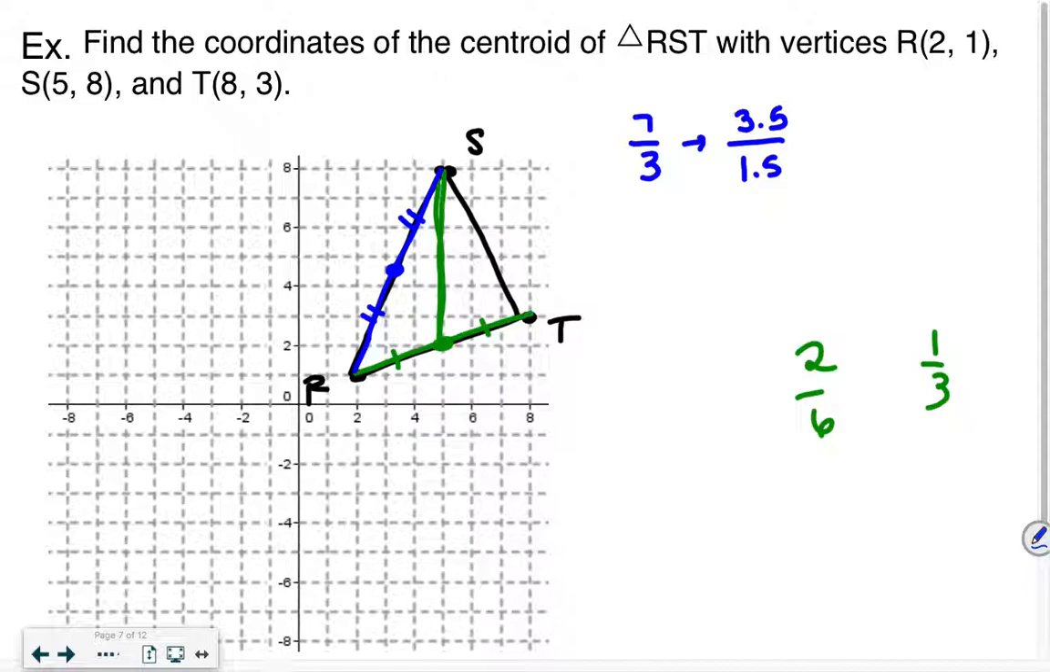Now again, I'm not going to draw a horizontal line that goes through that point. It has nothing to do with horizontal lines. I'm going to connect it to the opposite vertex. So from the blue, I'm going to connect it over here to T. And then where they cross is where my centroid is at. Which is at what point? 5, 4.